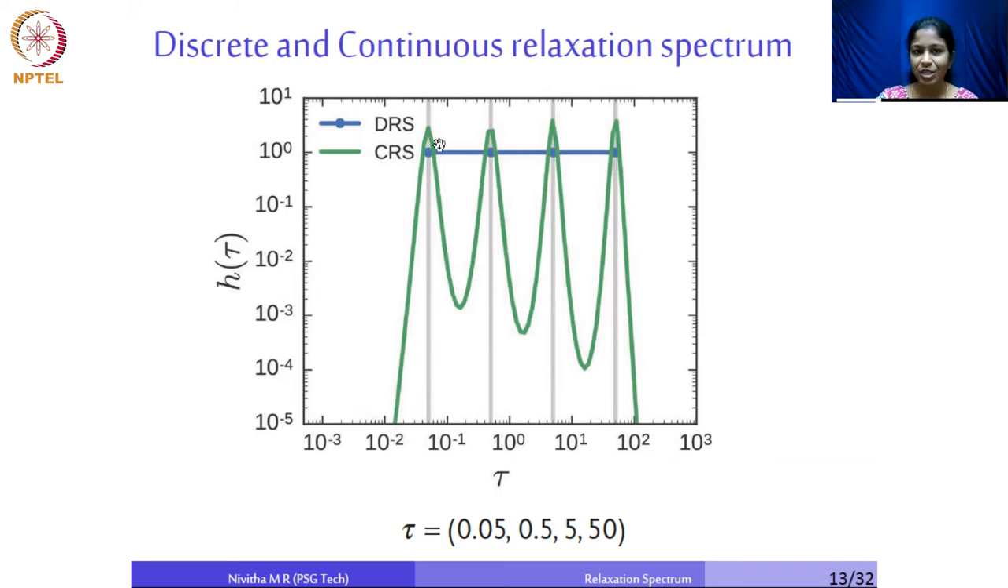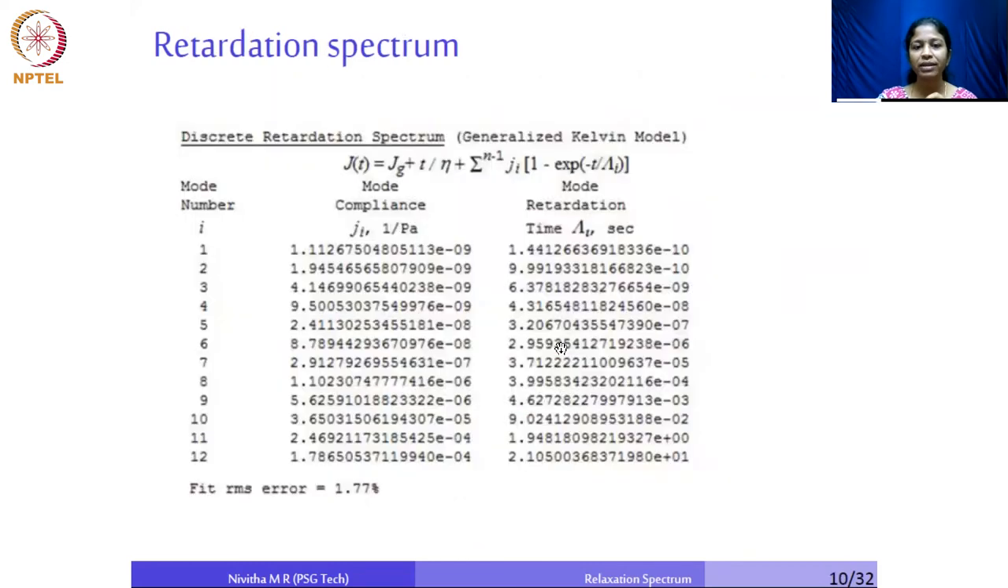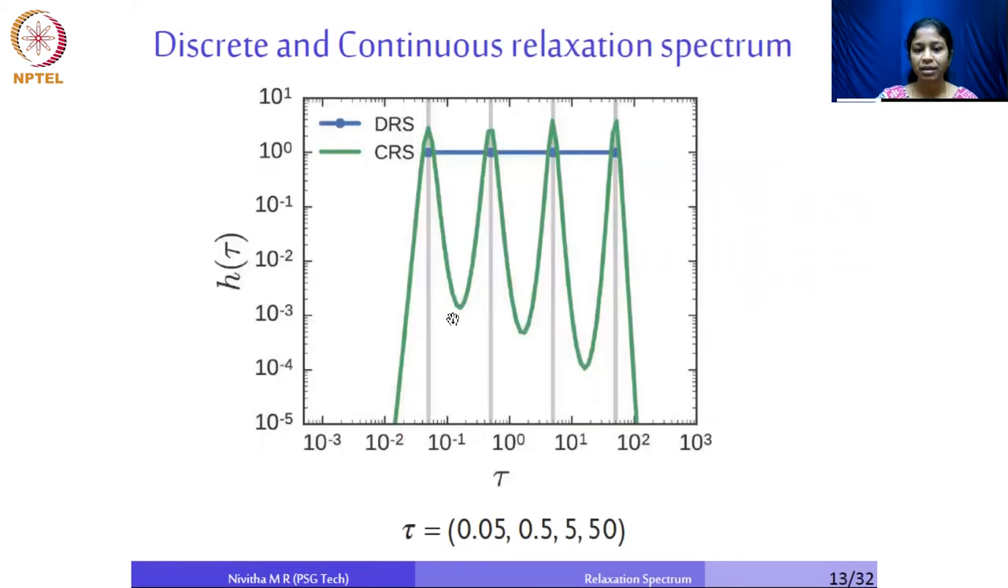So basically, what is this relaxation spectrum? We can have a discrete relaxation spectrum or we can have a continuous relaxation spectrum. So what is this discrete relaxation spectrum? It is very simple. In this slide, we have said we have different relaxation modes, right? So I have like 13 relaxation modes, and I explain them with the time associated with each. Here in this example, they have used four different relaxation times: tau equal to 0.05, 0.5, 5, 50. So these are my discrete relaxation times. If I have to apply this to our example, I would have 13 points like that here. So this is your discrete relaxation time that you can easily relate to the Maxwell model elements.